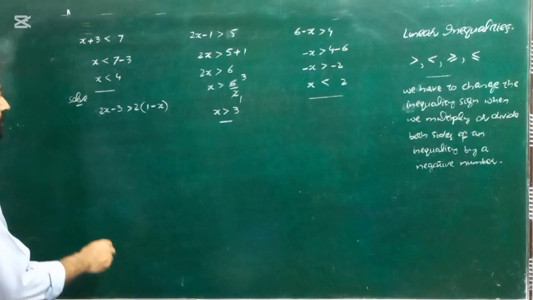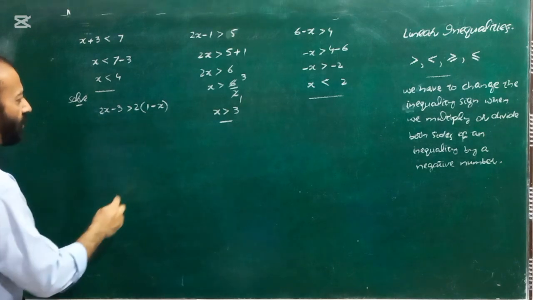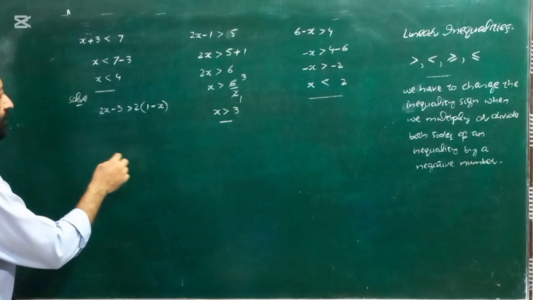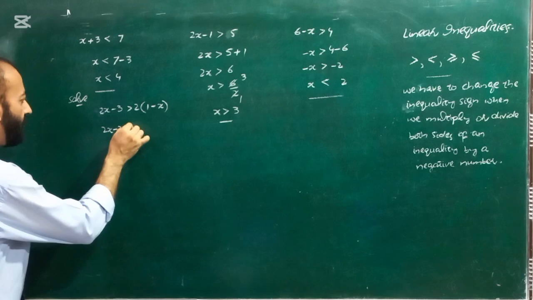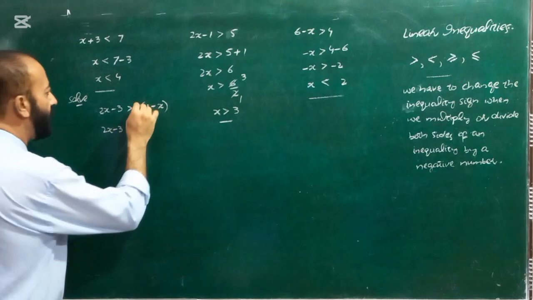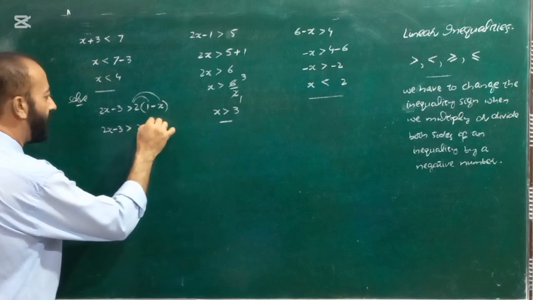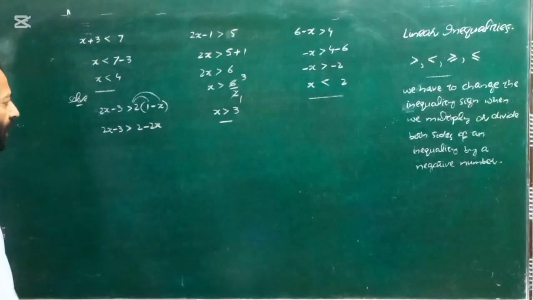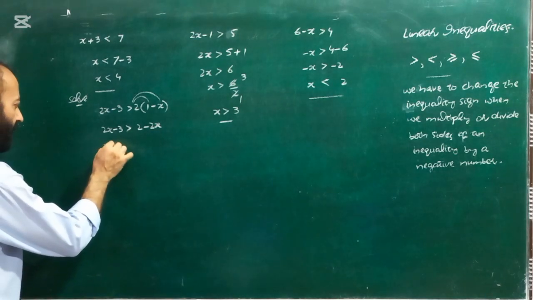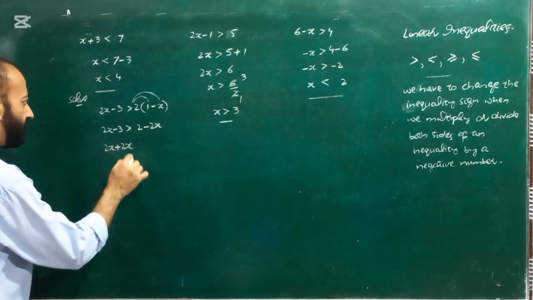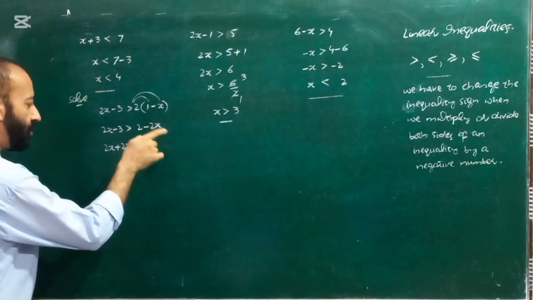Here is another question. The statement is: solve the inequality. Almost the same rules as linear equations will be applied. 2x minus 3 will remain as it is. On the right hand side, we will open the bracket. This 2 will be multiplied inside, so 2 ones are 2 and 2 minus x are minus 2x. In the next step, this minus 2x will come to the left hand side and be added with the already present 2x. On the right hand side, this 2 is already there, and this minus 3 will go to the right hand side.